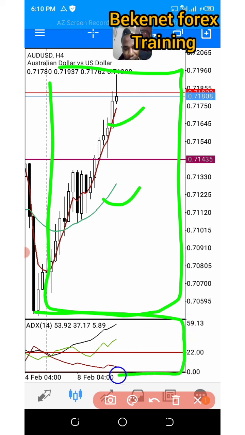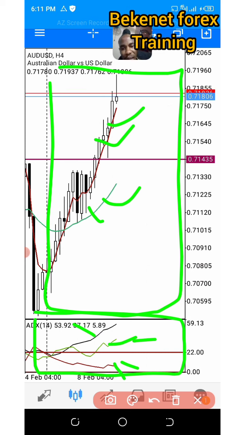In this other box, you see the ADX. This green line signifies the positive line, this red line signifies the negative line, while this black line signifies the strength of the market. First things first: the green is the positive, the red is the negative. Here, the red is the fast, the green is the slow.